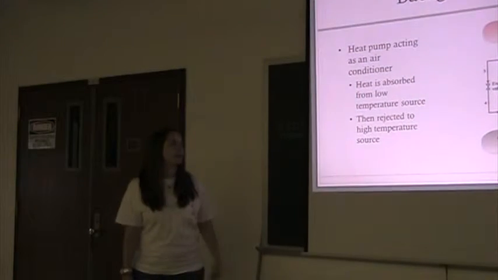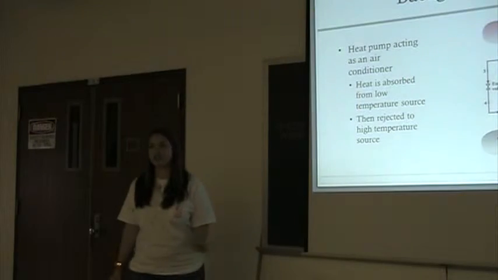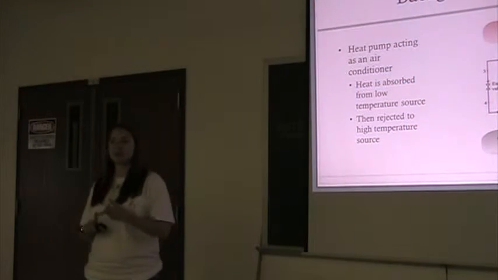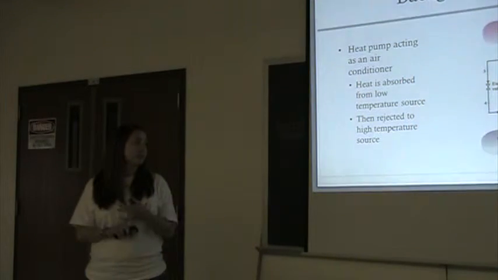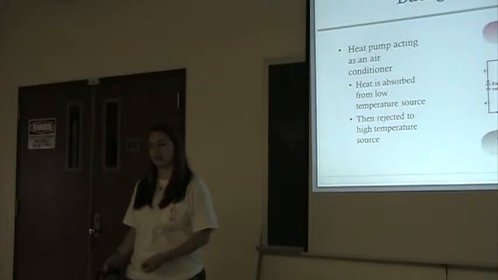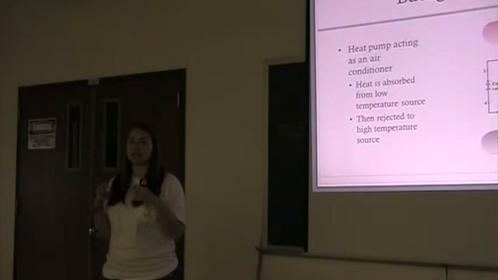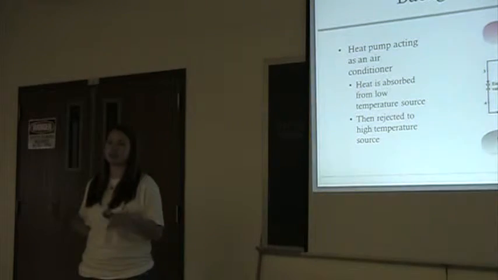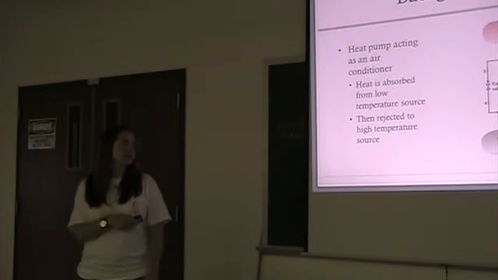Okay, basically what I went over 2 weeks ago, an air conditioning unit has 4 subsystems: compressor, condenser, expansion valves, and an evaporator. And we observed how a heat pump acts as an air conditioning unit. It basically absorbs heat from a source with low temperature and rejects it to somewhere where there's high temperature.